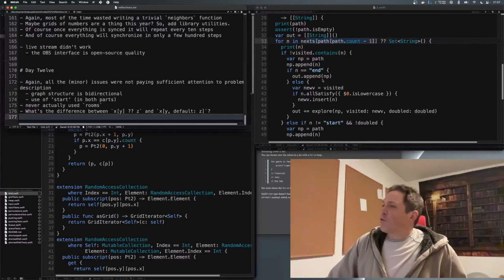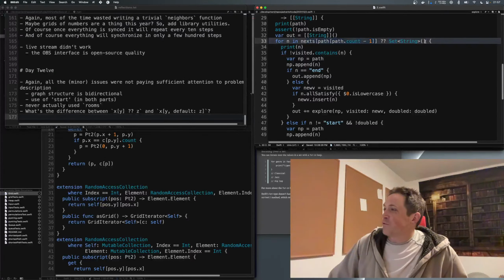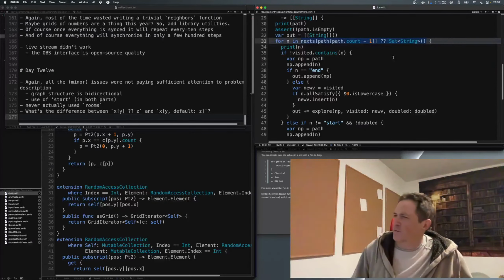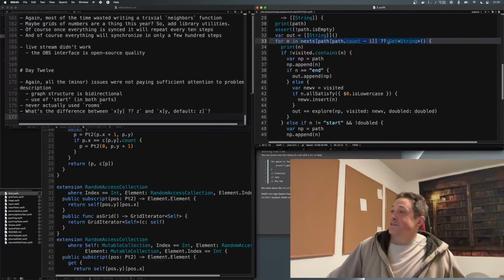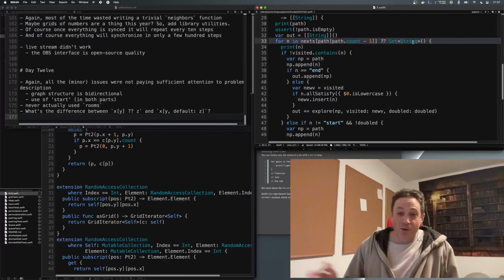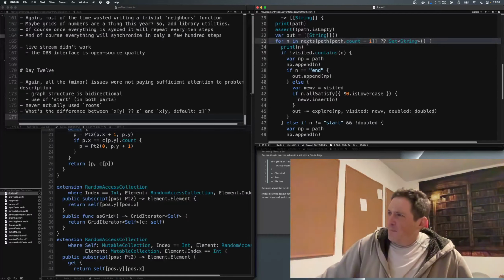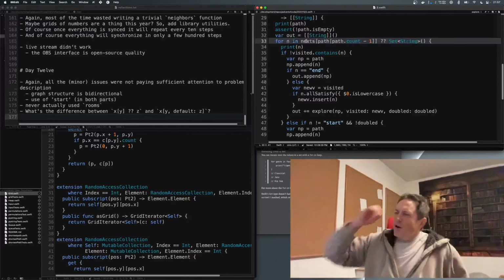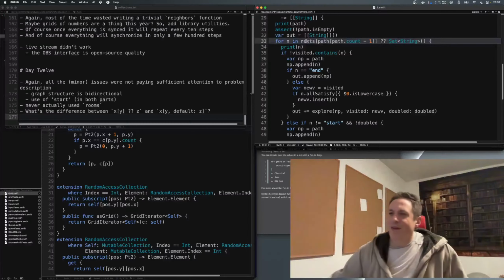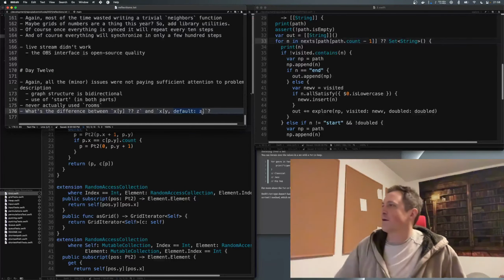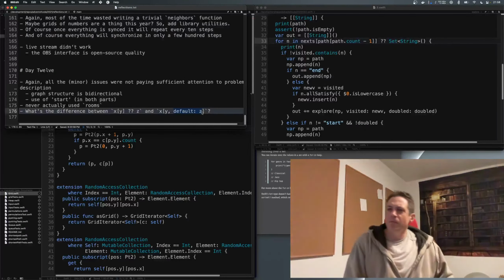The only other thing is this construct that I used right here. What is it called? Optional chaining? No, it's not optional chaining. Anyway, there's this operator where it says if the left hand is nil, then evaluate the right hand side, and return that instead. And it occurred to me, what is the difference between that and using the subscript with default method on a dictionary? And I don't know.